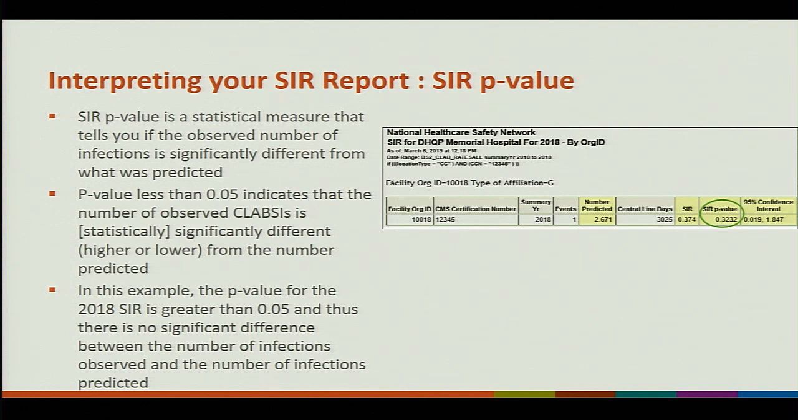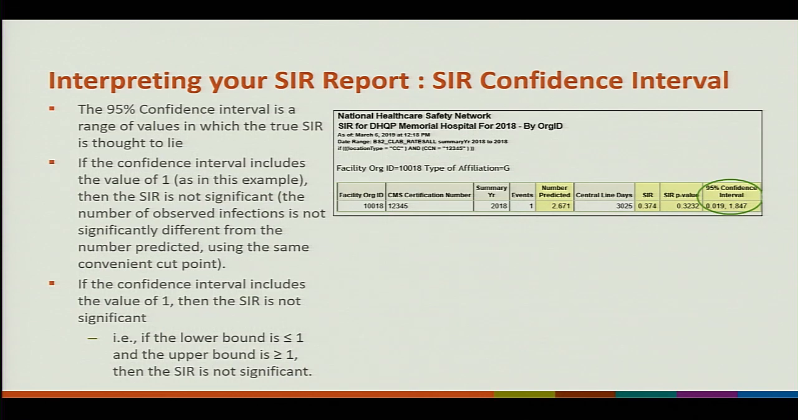So you can see in this example, our p-value is 0.3232. So we're saying that there is no significant difference in 2018 between the number of infections observed and the number of infections predicted, even though by just looking at it visually, we have fewer events than we expected to have.